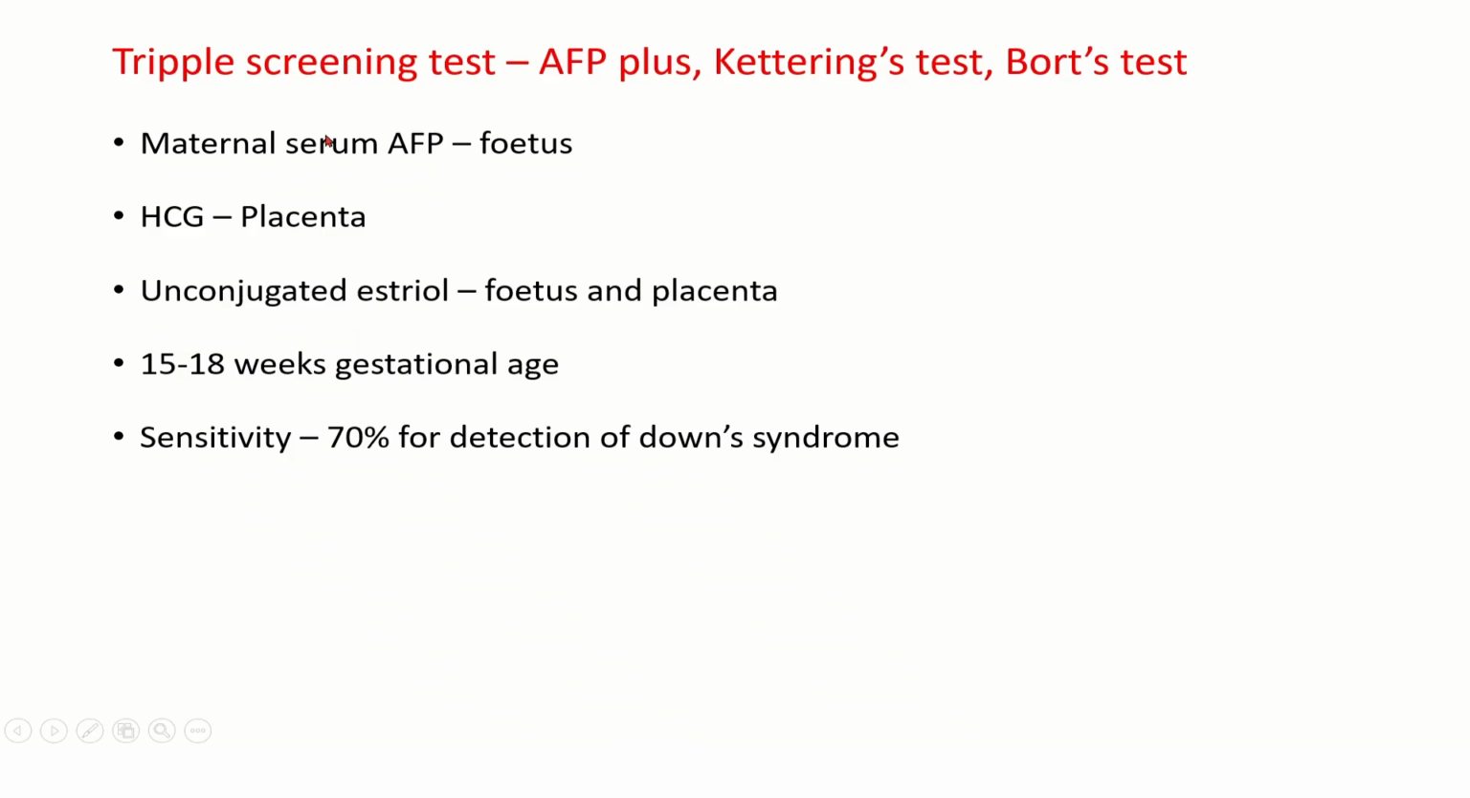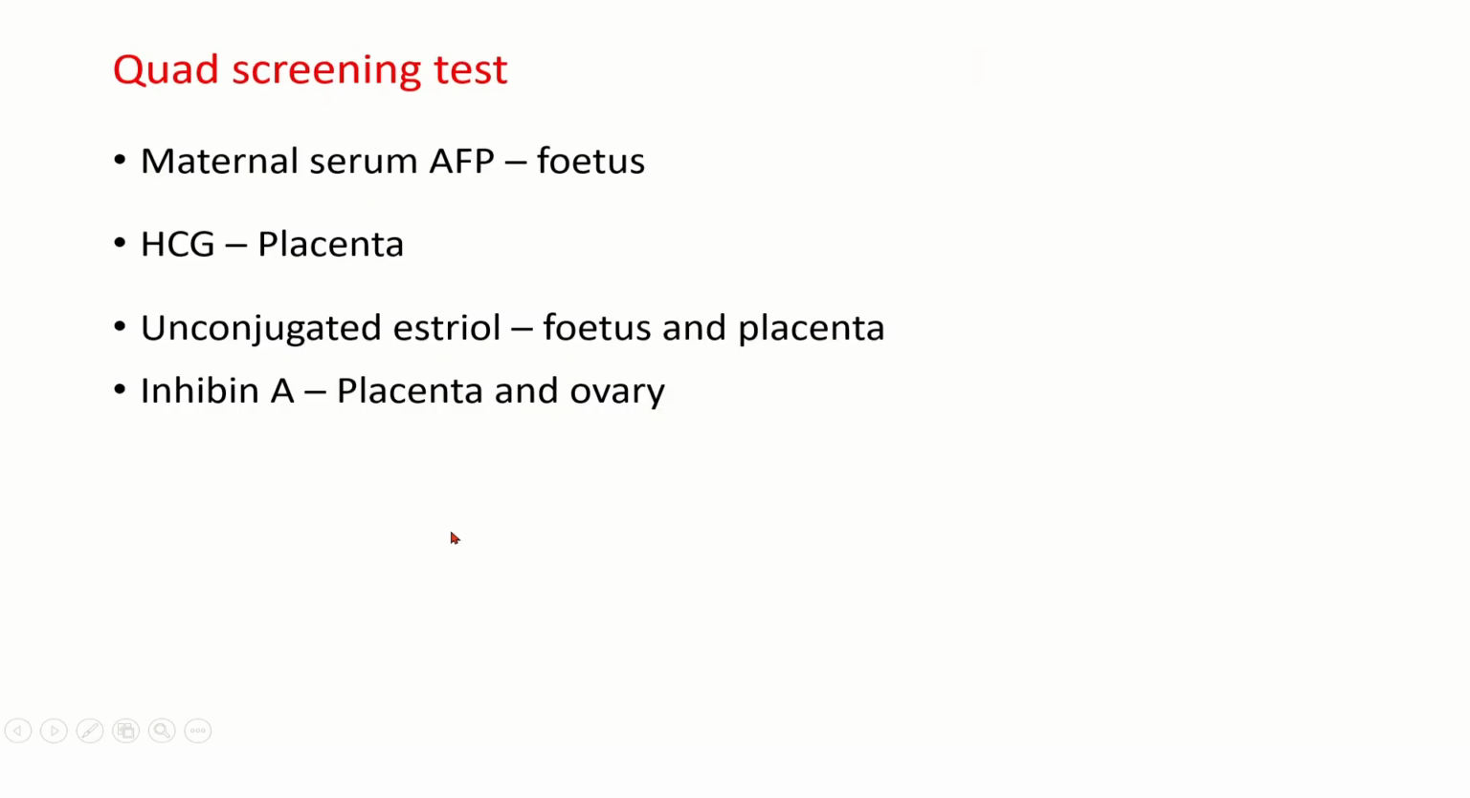So like we can see here, triple screening test, also called AFP plus or Kettering's test or Bart's test. So three markers: maternal serum alpha fetoprotein, which is actually secreted from the fetus, and HCG, human chorionic gonadotropin, which is secreted from the placenta, and unconjugated estriol, which is secreted from fetus and placenta. So this can be done from 15 to 18 weeks gestational age. Sensitivity is 70% for detection of Down syndrome.